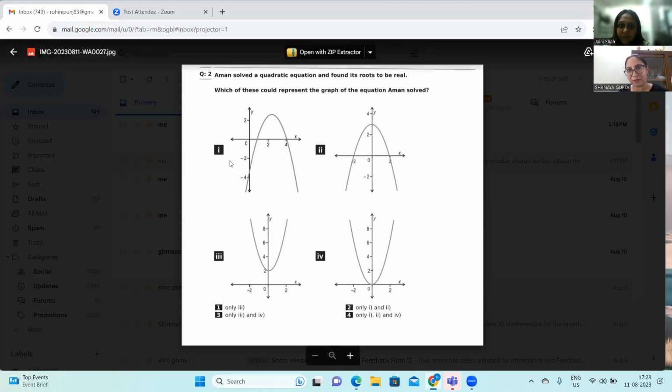So look, the first, second, and fourth graphs are cutting the x-axis at some point, maybe at 1 point, 2 points, but they are cutting the x-axis. So the first, second, and fourth graphs all have real roots. But if you look at the third one, you can see that it is not touching the x-axis at all. It means this does not have any real root. So if a student has the basic concept that an equation will have a real root only if it cuts the x-axis, they can identify which one is correct.